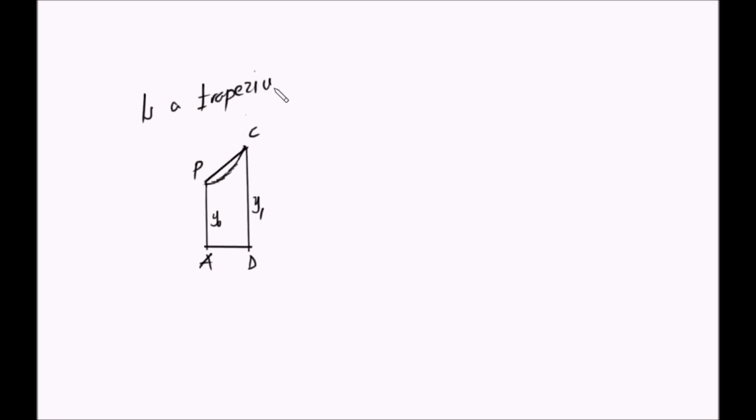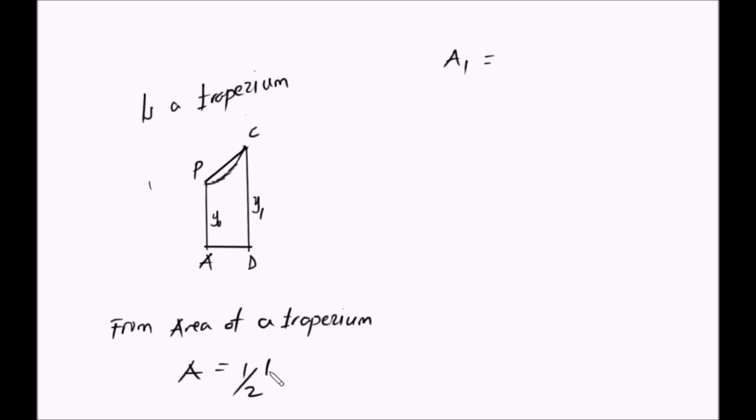And then sasa nikishazibadilisha strip zote into trapezium kama nilivyoonyesha kwa hii ya kwanza, I'm going to find the area of those trapezium. For example, kwa hii strip ya kwanza tuseme ni area 1, ingekuwa ni sasa tunajua from area of a trapezium kwanza, area of a trapezium, tunajua kwamba area sasa na half times height times a plus b.